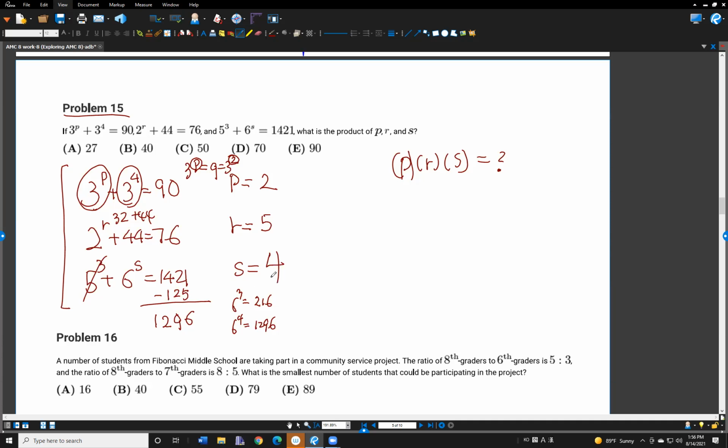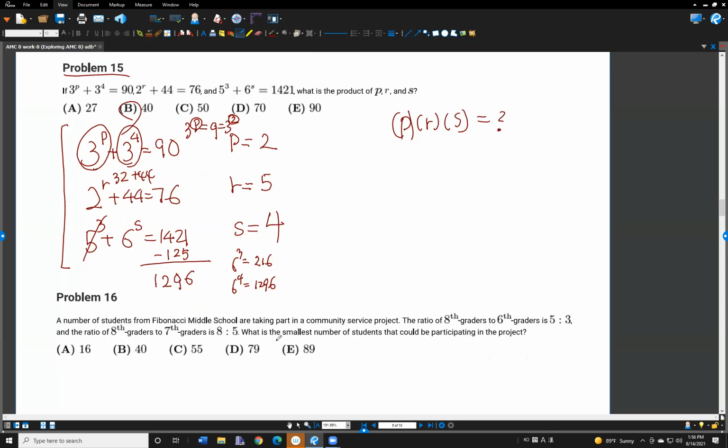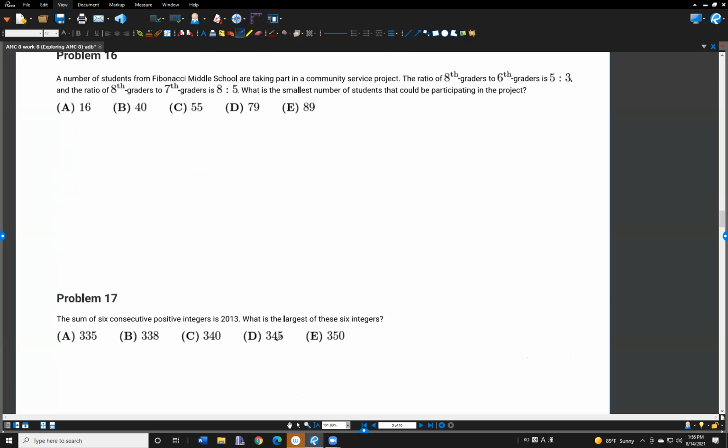We just got all the numbers. What is the product of this one? 2 times 5 times 4. B. B is the answer, right? Excellent. Okay, this is not hard. Okay, let me see.